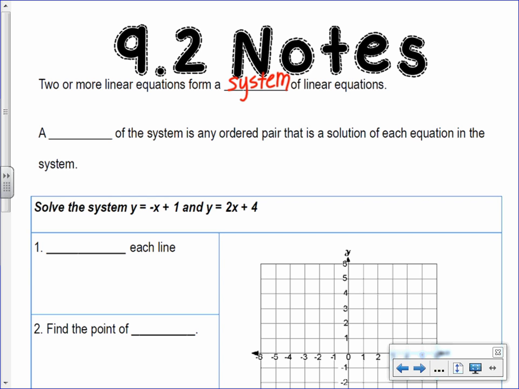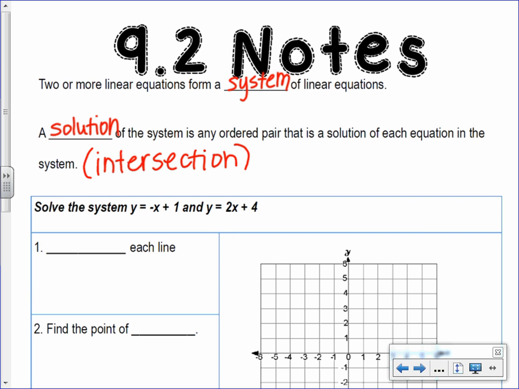A solution of the system is any ordered pair that is a solution of each equation in the system. That really doesn't make any sense to you all. So a better way to say it is where they intersect. You're looking for their intersection point. And that's going to tell you a coordinate point that solves both equations. So basically you're going to figure out the x and the y that satisfies both equations.